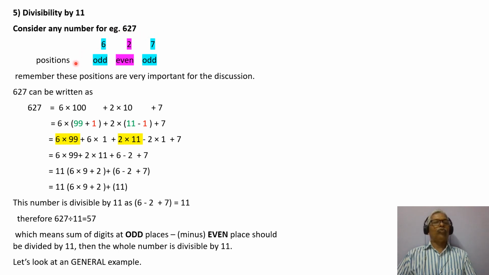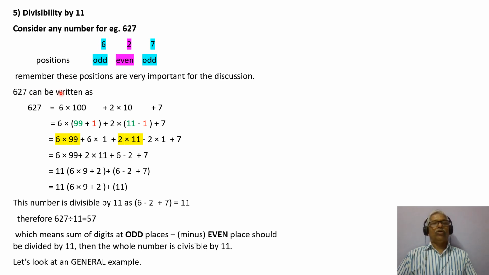Now in case of 2 or 5 or 10, the last digit was important. For 3 and 9, addition of all the digits is important. But here the case is totally different. Here addition is important, but not of all the digits. Here see, positions of the digits are very important. So the first position is odd, second position is even, third position is odd, like that. So even and odd positions are important. We were taking the number 627.